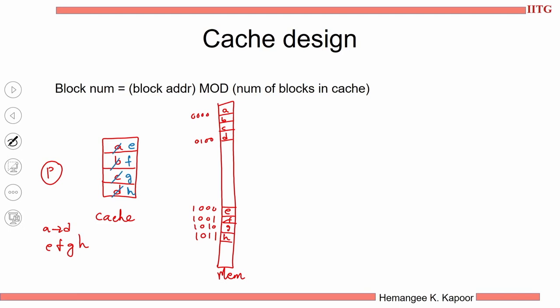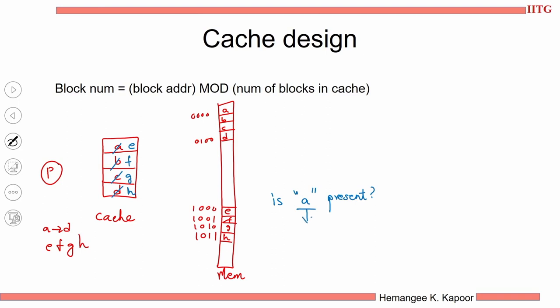Later on, if we come to the cache and ask, is A present? If I ask you this question, is the data item A present in the cache, how will you answer that? Because initially it was there, but when EFGH were read, after that A got deleted. So if you come here to identify that, we need to know the address of that.